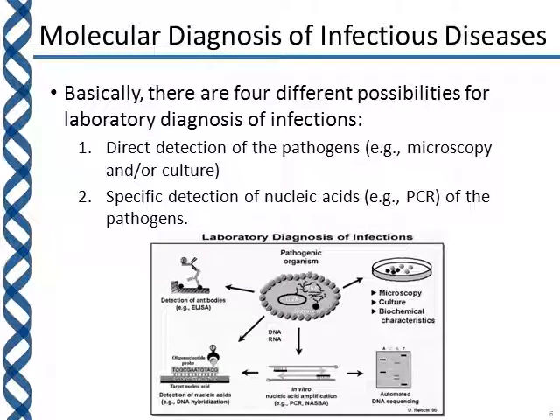To use molecular diagnostics for detecting infectious diseases, there are basically four different possibilities for laboratory diagnosis of an infection. First, there is the direct detection of the pathogen, either by microscopy or by culture. In this lower diagram, this is shown by the upper right figure. There is the direct detection of nucleic acids of the pathogen, and this can be achieved by a number of methods: automated DNA sequencing, PCR, or detection of nucleic acids by DNA hybridization.